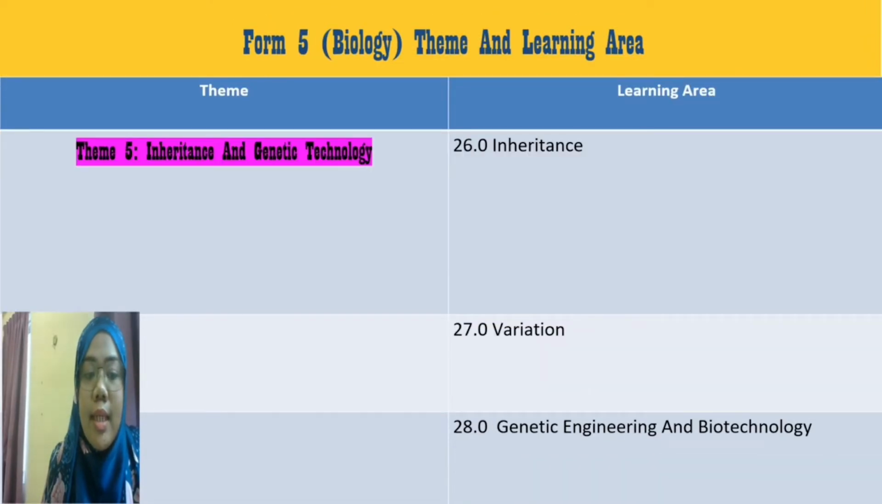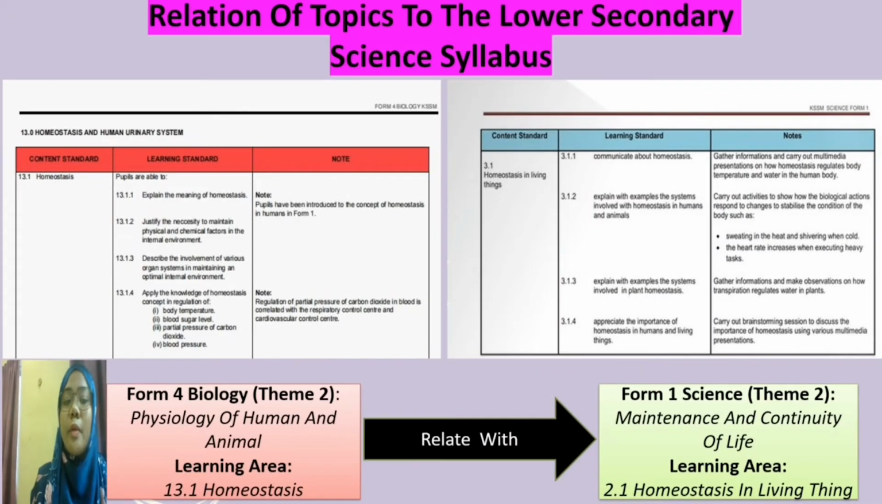So this is Theme 5, which is Inheritance and Genetic Technology in Form 5 Biology. The learning area for Theme 5 is divided into 3, which are Inheritance, Variation, and also Genetic Engineering and Biotechnology. So now let's focus on the relation of topics to the lower secondary science syllabus. The topics that relate to the lower secondary science syllabus are homeostasis and biodiversity.